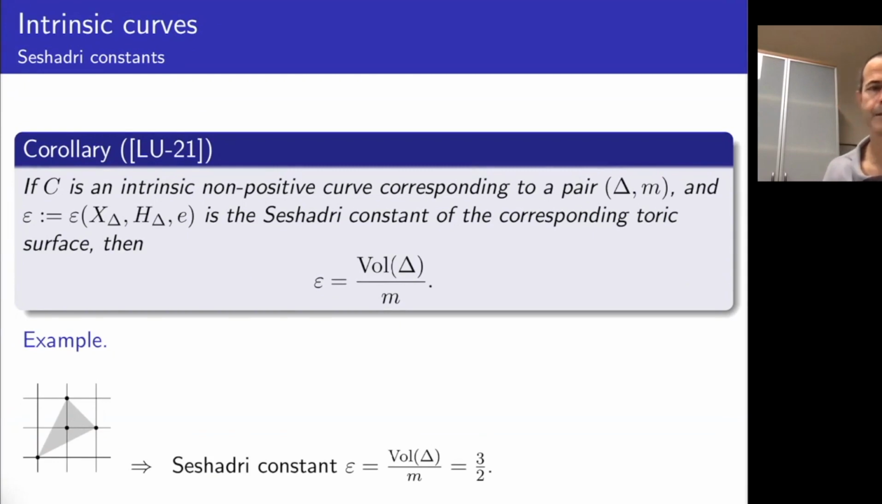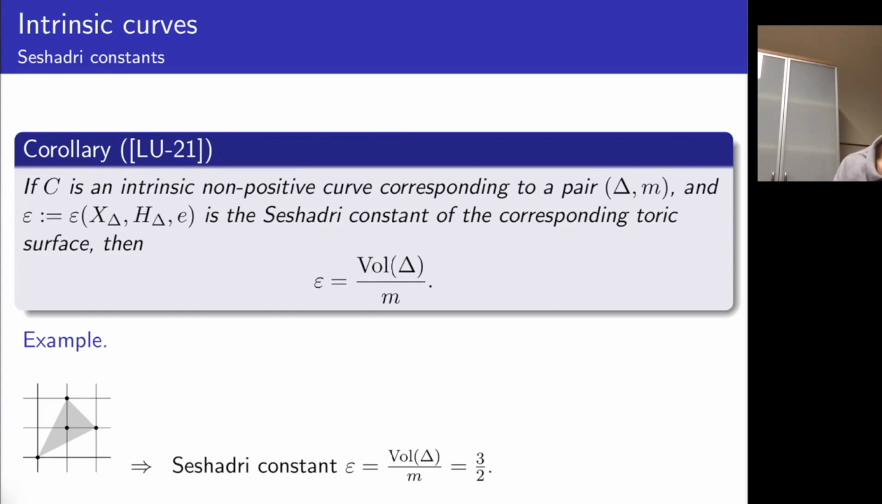Anytime we consider an intrinsic non-positive curve, we can compute the Seshadri constant, which is equal to the bound we gave before: the volume of delta divided by the multiplicity. So in the example of the triangle I gave before, we saw that there is an intrinsic -1 curve corresponding to this triangle. So we are in the hypothesis of this corollary, and we can compute the Seshadri constant, which is the volume of delta divided by m. So 3 divided by 2.